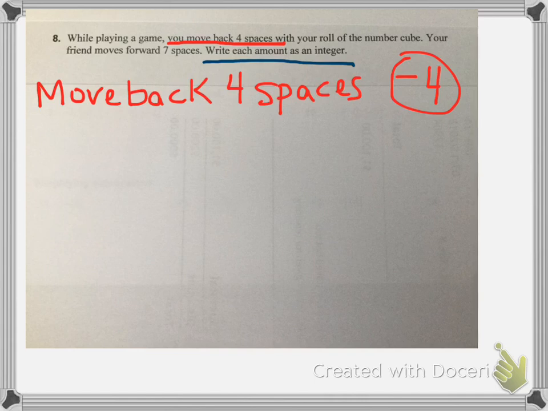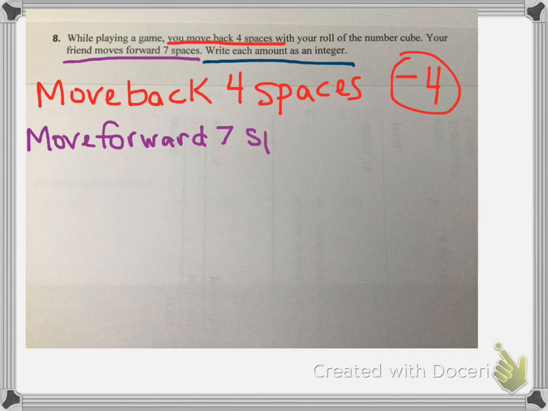It says to write each amount as an integer, so now I'm going to write my friend moves forward 7 spaces. So if you move forward 7 spaces, I have to apologize about my handwriting. It's not easy to write on this. Move forward 7 spaces, that would be a +7. Or you could just write that as 7.